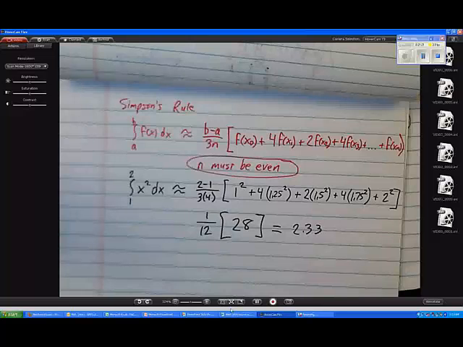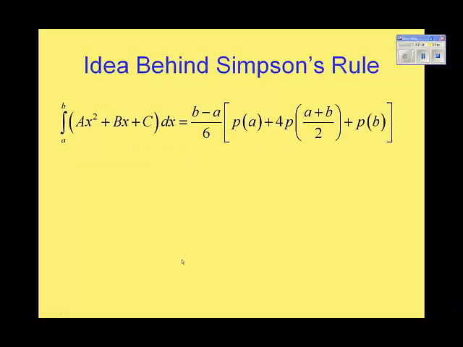The idea behind Simpson's rule, well, okay, there it is. It's this theorem from your book, okay? Now, I don't know that I want to prove it because there's only so much time. But let me ask you, what is it we're computing the integral of here? What shape is the curve? It's a parabola, all right?